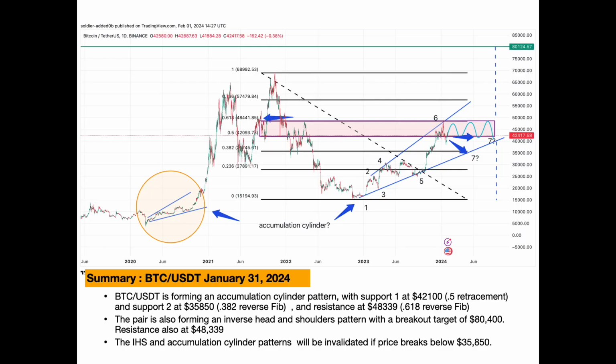In conclusion, BTC USDT is forming an accumulation cylinder pattern with support 1 at 42,100 and support 2 at 35,850. Resistance is at 48,339. The pair is also forming an inverse head and shoulders pattern with a breakout target of 80,400. Resistance is at 48,339. The inverse head and shoulders and accumulation cylinder patterns will be invalidated if the price breaks below 35,850. So we are bullish on Bitcoin as long as price stays above that 35,850 level, which means that it is still inside the accumulation cylinder.